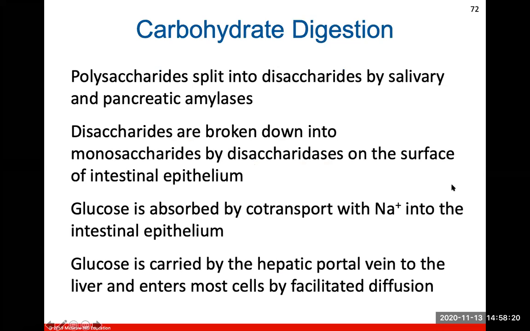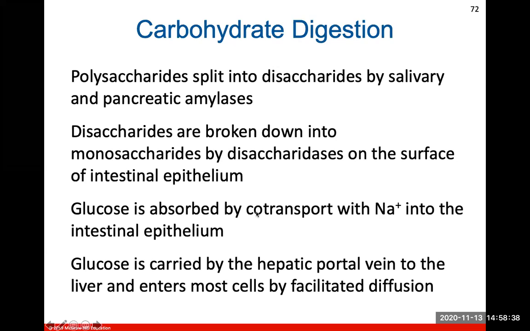Carbohydrate digestion is when we have polysaccharides that will split into disaccharides by your salivary and pancreatic amylases. Disaccharides will be broken down into monosaccharides on the surface of your intestines.